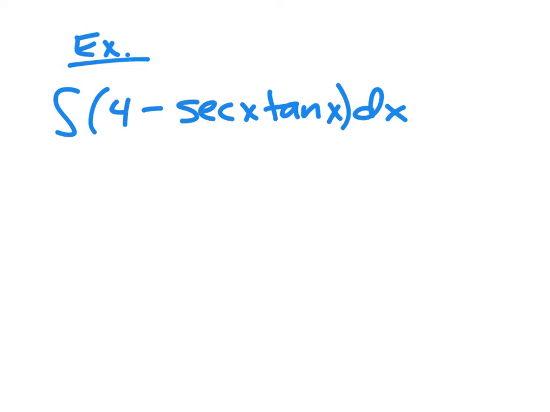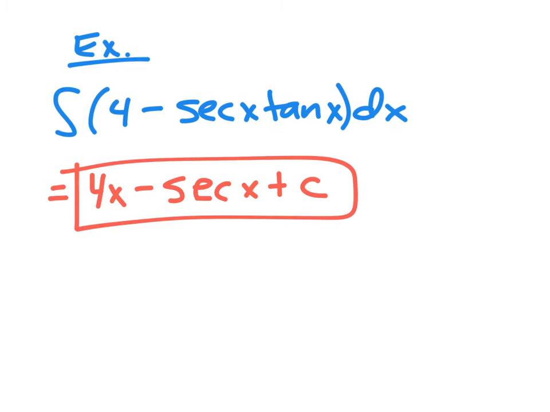So with the next one, I want to find the antiderivative of 4 minus secant x tangent x. Well, 4 doesn't involve any trig, so that's just a regular antiderivative. 4 goes backwards to 4x. And then secant x times tangent x, its integral goes to secant. So this is minus secant x, and then plus c behind the answer.